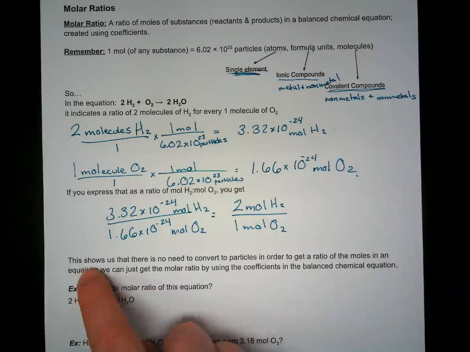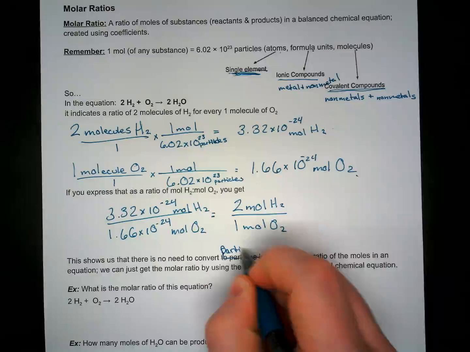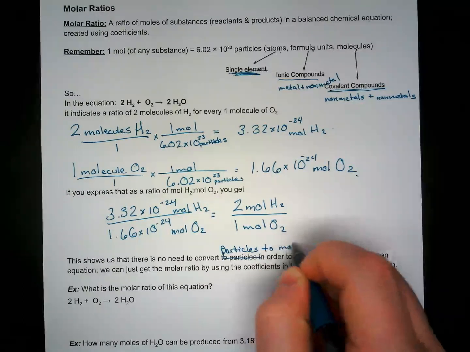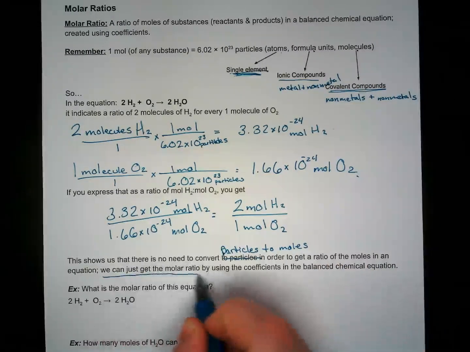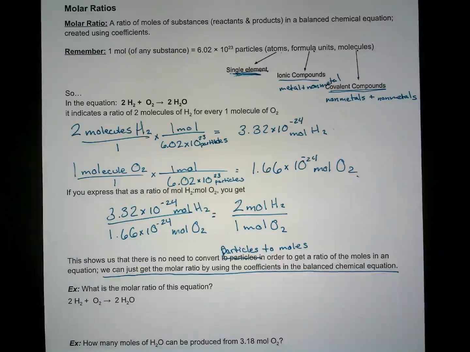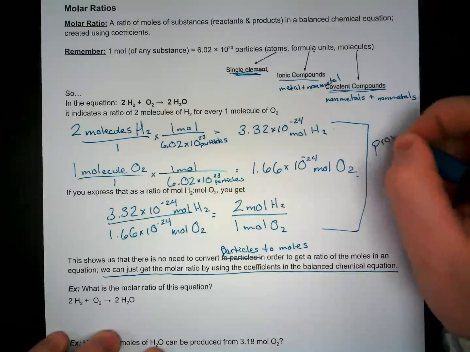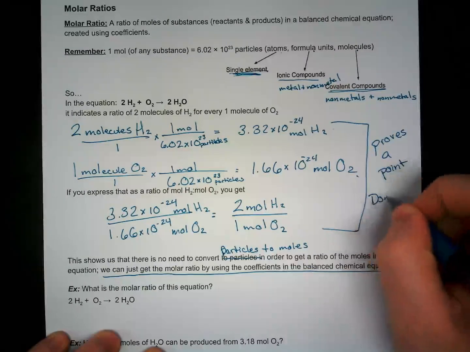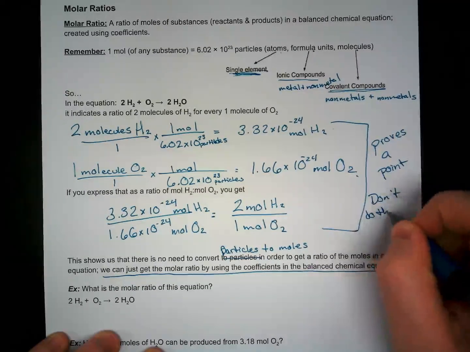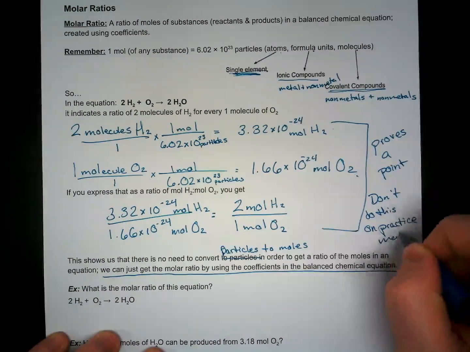So what this shows us is that there really is no need to convert particles to moles in order to get a ratio of the moles in an equation. We can just get the molar ratio by using the coefficients in a balanced chemical equation. So again, this whole thing up here proves a point. You don't have to do this. Don't do this on practice material. Really, you don't have to do it anywhere.